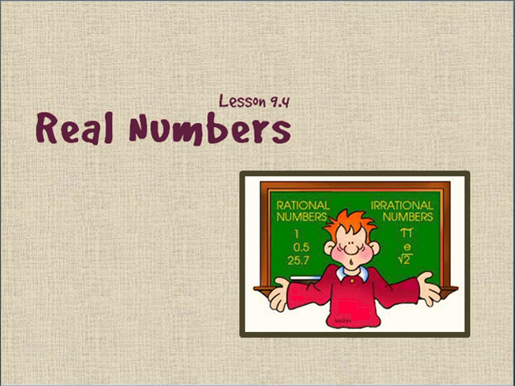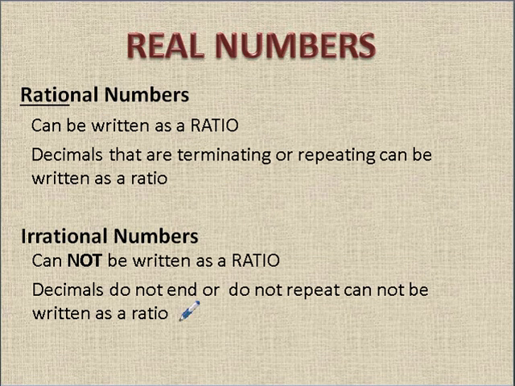Lesson 9.4, real numbers. We're going to be talking about the rational numbers and the irrational numbers. Those are two subsets of real numbers. As a real number, we have rational numbers, and rational numbers are any number that can be written as a ratio. So you see the word ratio hiding in rational.